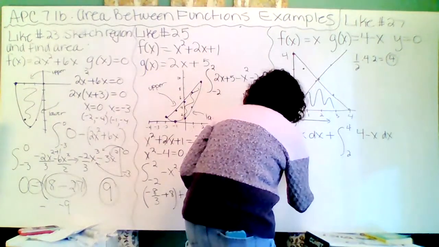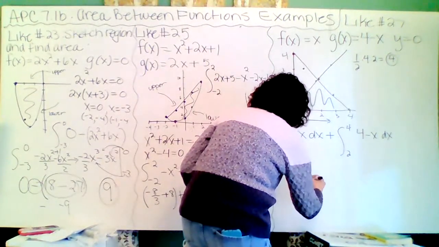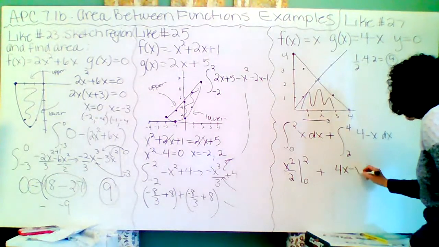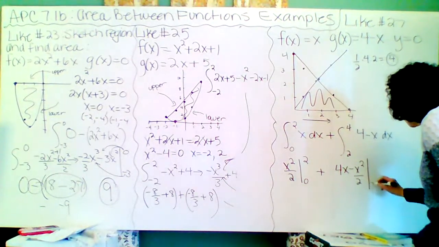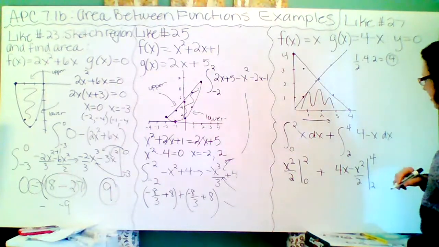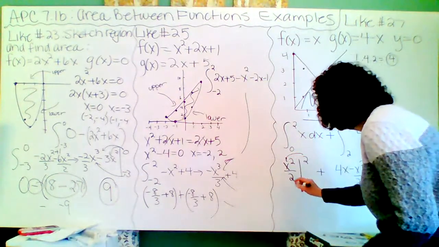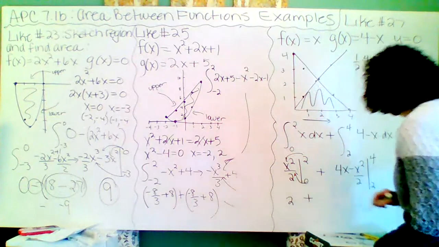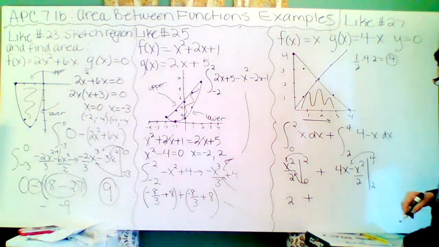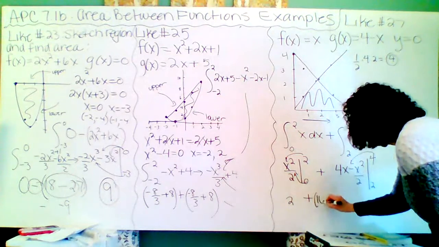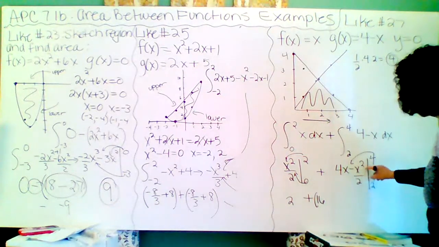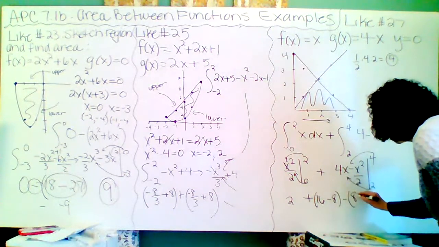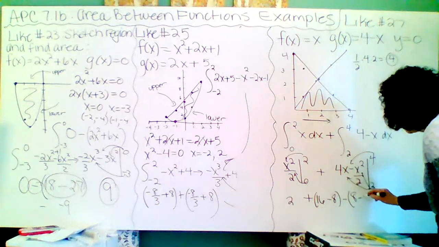So let's see, we have x squared over 2 from 0 to 2, plus this will be 4x minus x squared over 2 from 2 to 4. All right, and let's go ahead and do that. F of b on our first term is 4 over 2 is 2 minus f of a is 0, right? F of b for our second integral is 16 minus, let's see, that is 16 minus 8 minus f of a would be 8 minus 2.